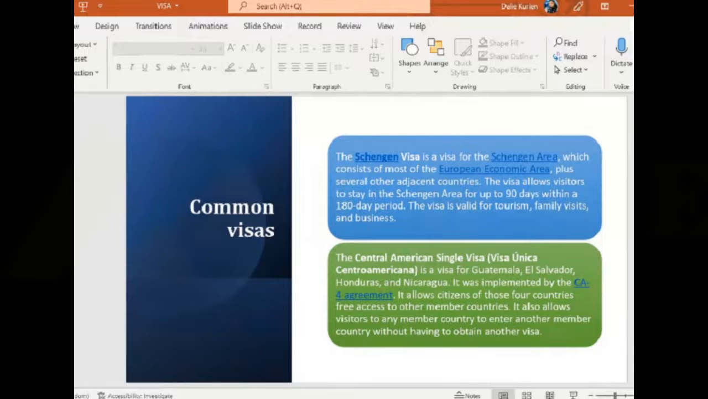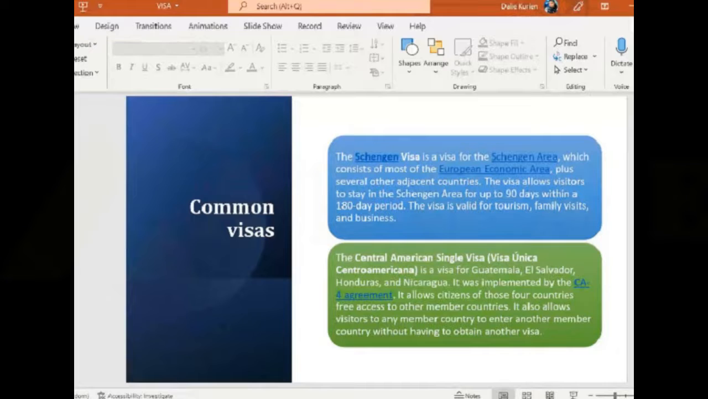Okay. Now you have another visa which is called the Central American Single Visa, which is a visa for Guatemala, El Salvador, Nicaragua. It was implemented by the CA4 agreement. It allows citizens of those 4 countries free access to other member countries. So these 4 countries, Guatemala, Nicaragua and all these people, it's a free access to those particular countries.